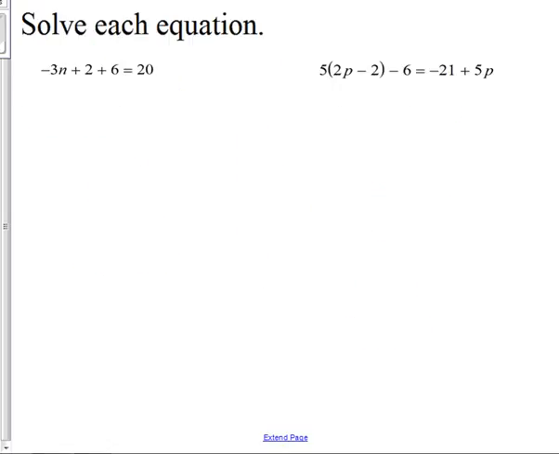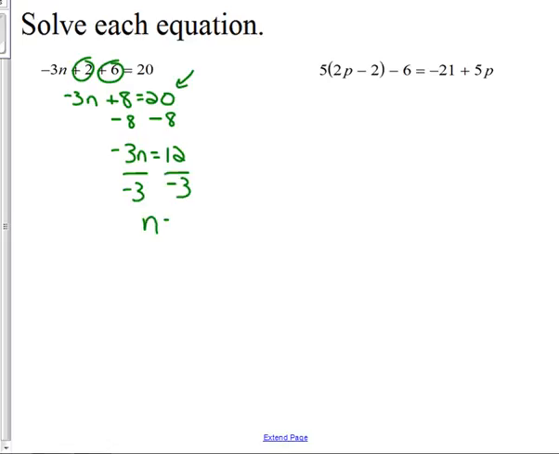Let's move on to solving. With solving, we want to get the letters and the numbers on opposite sides, and then do a division to find out what the letter is equal to. So in this one, we have 3n, and positive 2 and positive 6 make 8. Now we can start moving things. So that positive 8 is on the wrong side. We need the 8 to be on that side with all the numbers. So we're going to take away that 8. We end up with 3n is equal to 12. Okay, 20 minus 8, because whatever you do to one side, you have to do to the other. Finally, we divide. n is equal to negative 4.